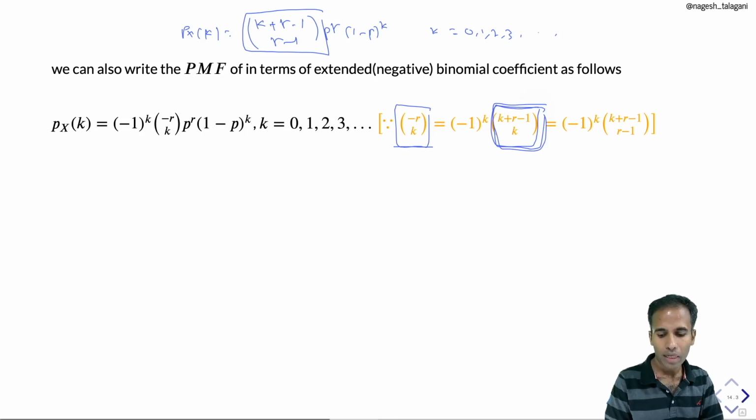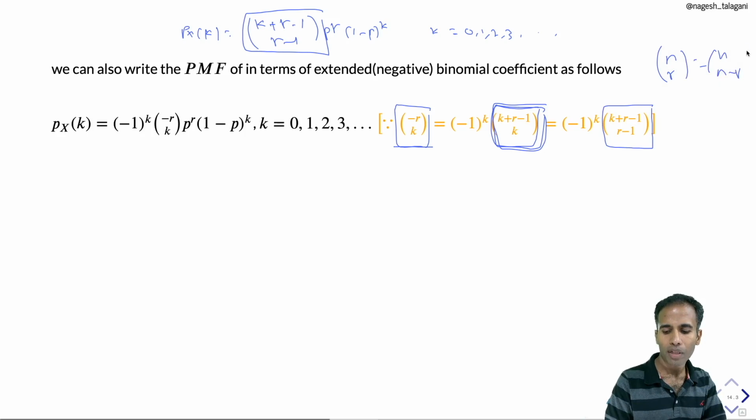Okay, fine. Now this (k+r-1 choose k), we can actually write as (k+r-1 choose r-1), because we know the identity that n choose r is always equal to n choose n minus r. From that we can easily say that (k+r-1 choose k) is the same as (k+r-1 choose r-1).